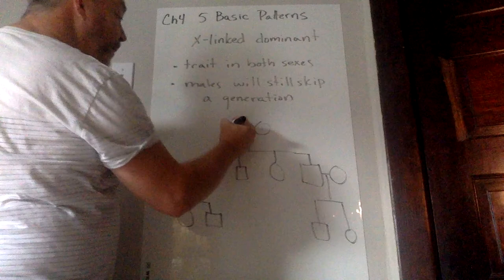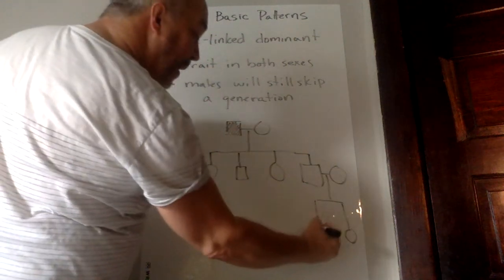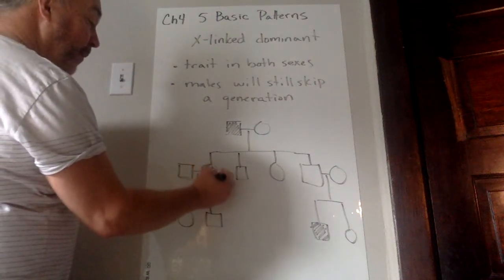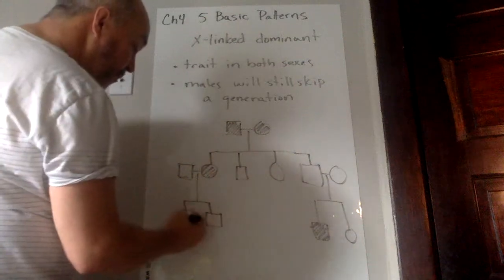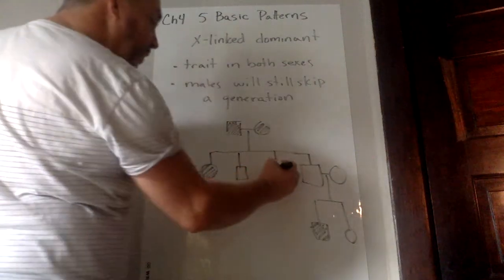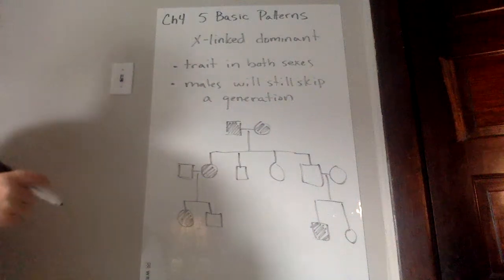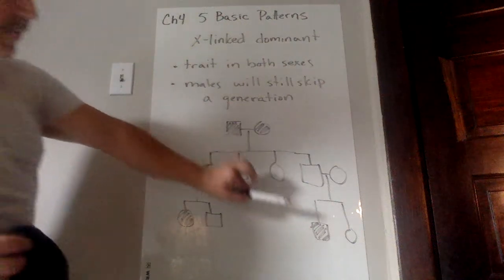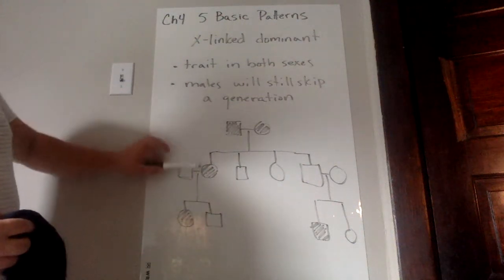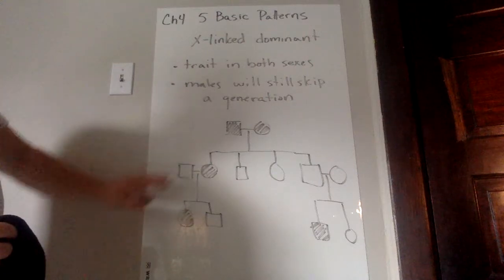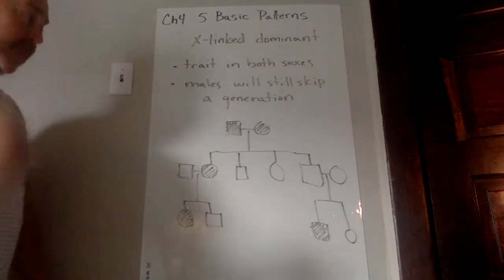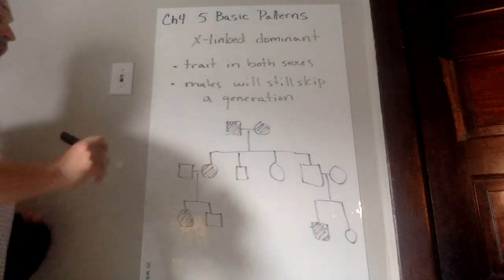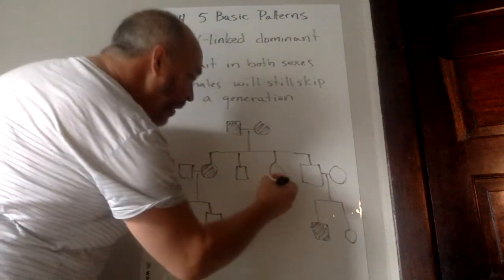So in this one, we would see the pattern of skipping generations in males, but we might also see it in females. Not necessarily all of them, but in some of them. So in X-linked dominant, you still are going to see that males skip generations, but females can occur in every generation. So both sexes are represented in X-linked dominant traits because it's a dominant trait, therefore it is going to be expressed if present.